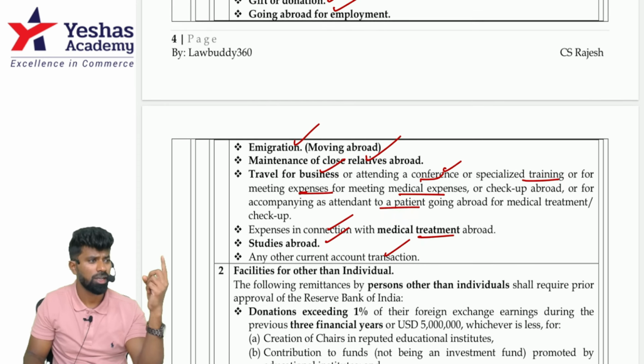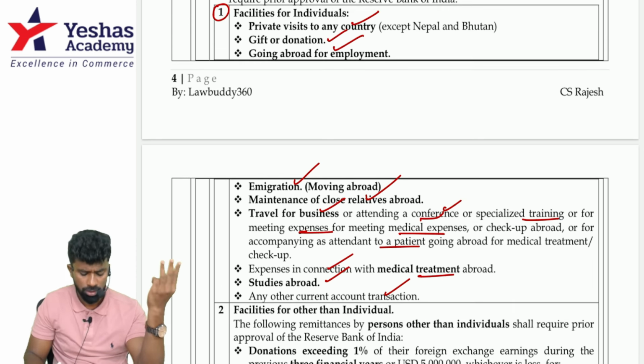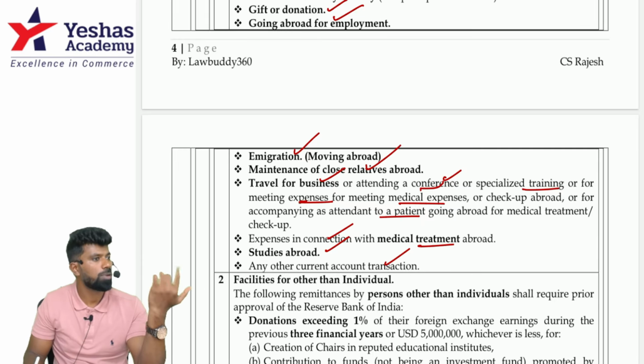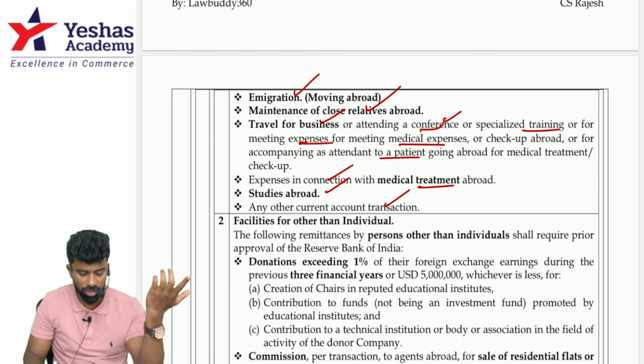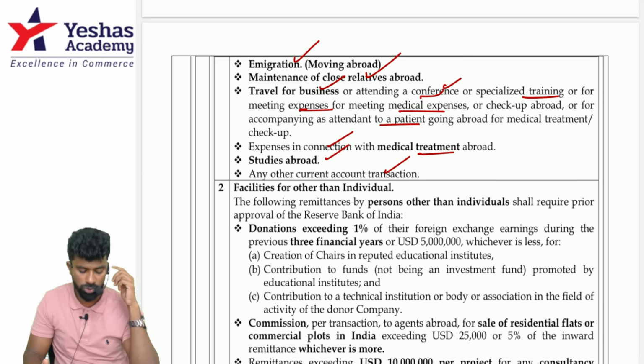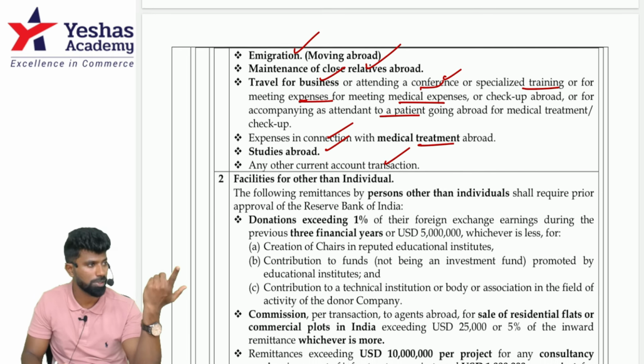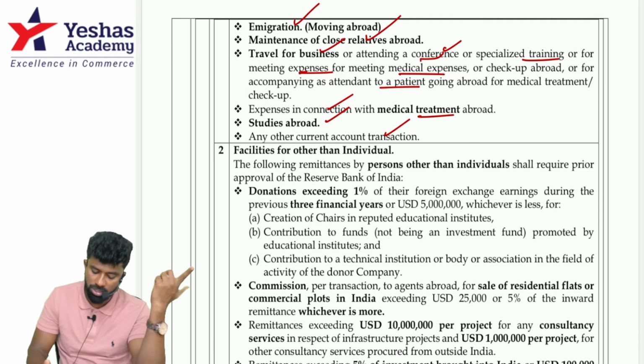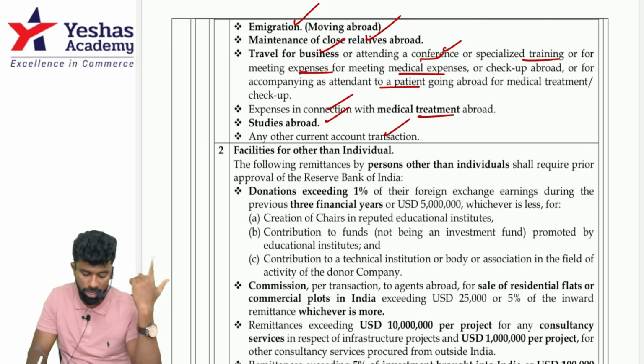Private visit, except which country? Nepal and Bhutan. Next one, gift or donations. Third one, abroad for what purpose? Employment purpose. Fifth one, immigration. Sixth one, maintenance of close relatives. Next one, travel for business purposes. Next one, expenses in connection with the medical treatment abroad.